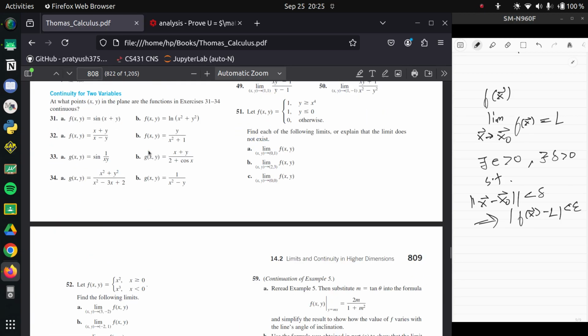Okay. Finally, continuity. At what points in the plane are these functions continuous? Sine of x plus y, it's continuous everywhere. Sine, obviously it's continuous. X plus y upon x minus y is discontinuous when x is equal to y. Otherwise, it's all continuous. Right? Because at one point you just have infinity and at the other you have minus infinity. So yeah.